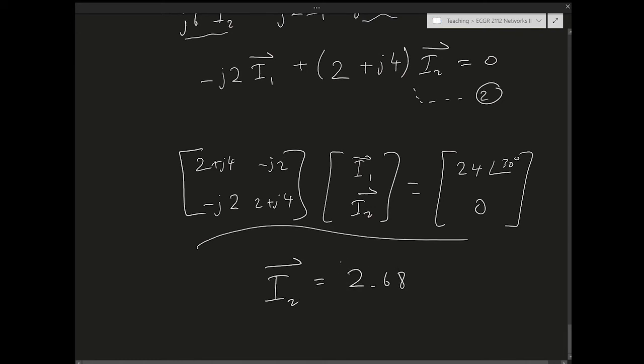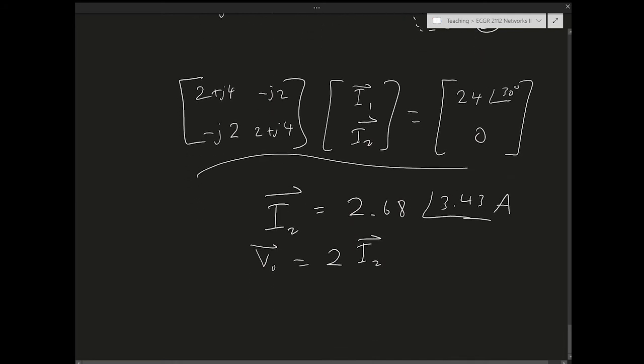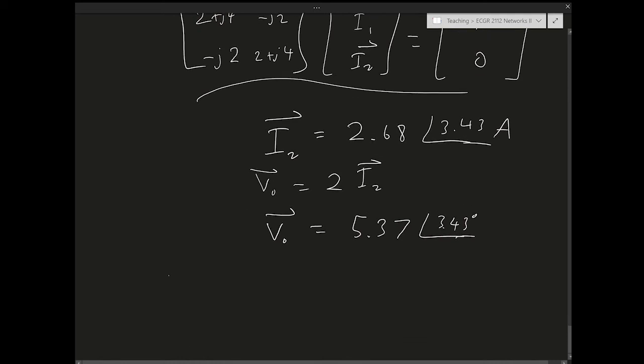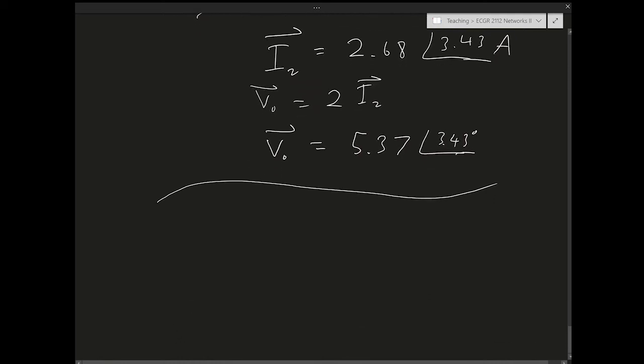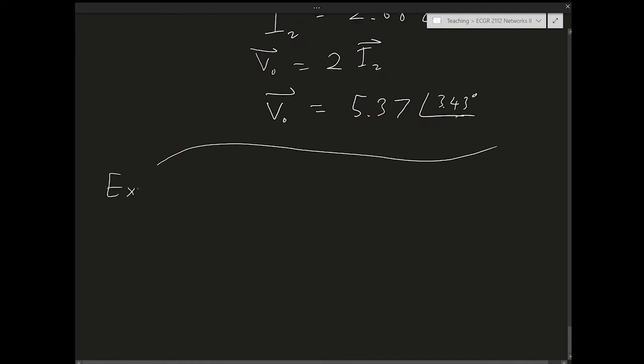When you do all the number crunching, I2 turns out to be 2.68∠3.43° amps. And then readily you can solve for Vo. Vo is just 2 ohms times I2. That's what it is. So Vo is going to be 5.37∠3.43° volts. That's this example. Let's do a bigger example with mesh analysis. So this is another example.